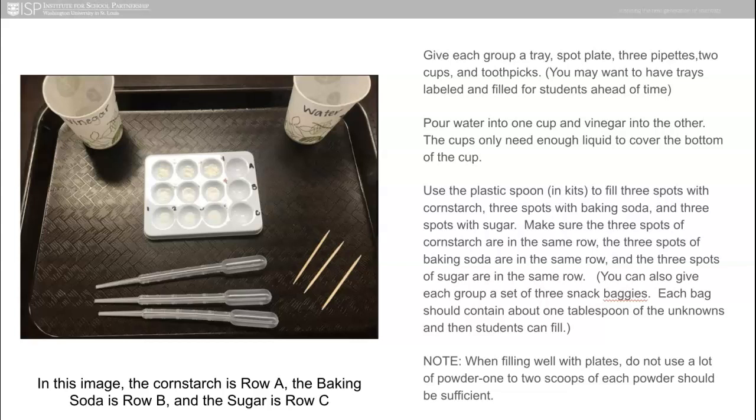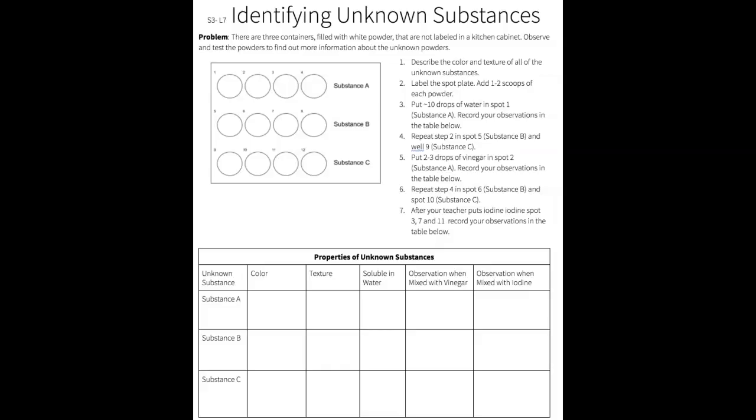Start off by labeling the wells, row A, row B, and row C. Then in each row, label the individual wells 1, 2, 3, and 4. In this image here, all of row A is filled with cornstarch, so we made 3 wells of cornstarch. Then in row B, we put 3 wells of baking soda, and in row C, we put 3 wells of sugar. Students will also need the Identifying Unknown Substances page found in their student journal.